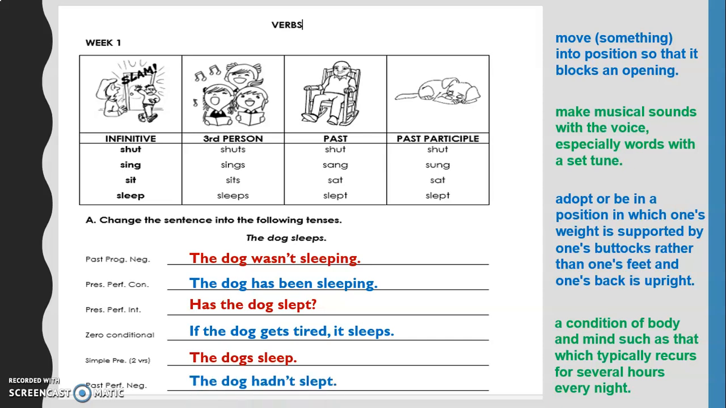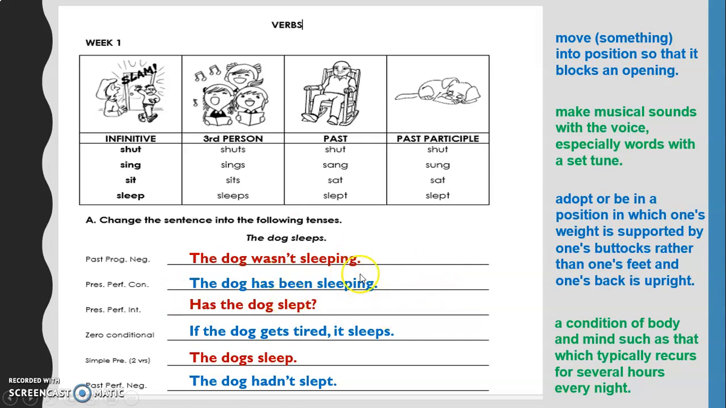Alexa, can you read number 1 and 2? Past progressive negative. The dog wasn't sleeping. Present perfect continuous. The dog has been sleeping. So you can tell for the past progressive we use was and ing, and for the present perfect continuous we need to use have and has, been, and the ing form of the verb, right?